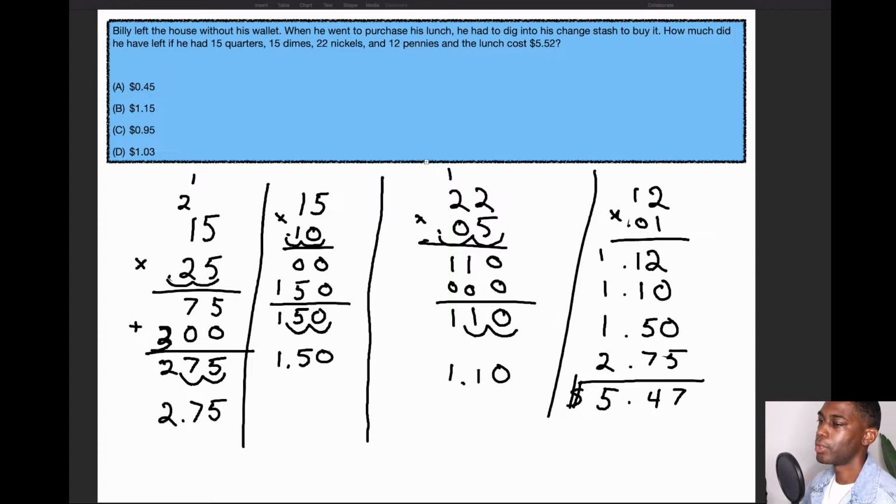Meaning that this should have been a 3. Meaning that this should have been a 3. Boom. Boy, I'm making myself look silly on here. $3.75. Meaning that this guy over here should have also been a 3. Boom. Meaning that this 5 should be a 6.